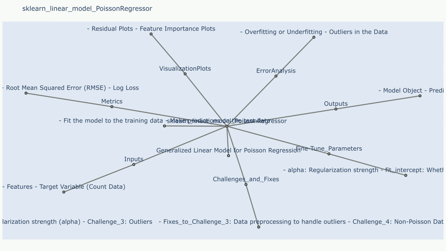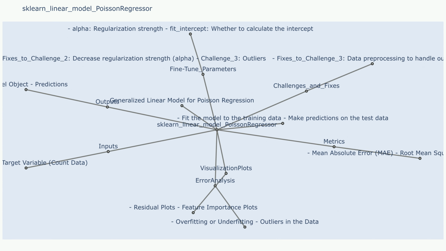Fixes. Consider using a more flexible distribution, such as the negative binomial distribution, to model overdispersion. Use robust estimation techniques that are less sensitive to outliers. Include additional features in the model to explain the extra variability.